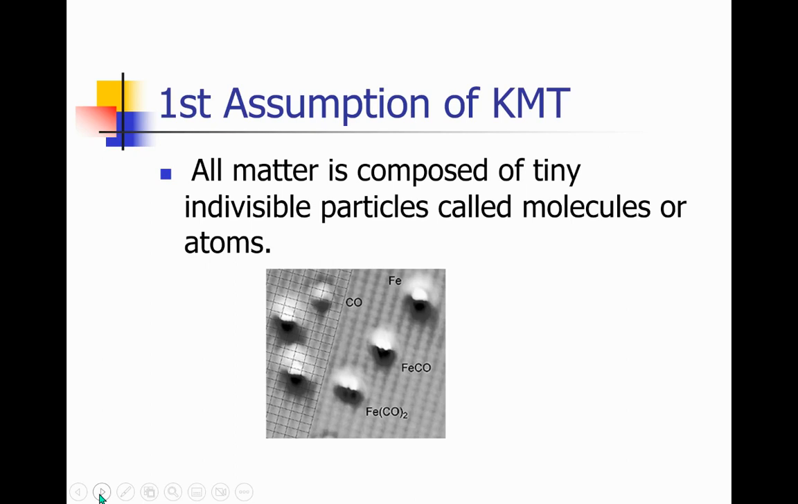We know that inside of atoms, we have protons, neutrons, and electrons. But the reason we're going to make this assumption is that once you break them down any further than molecules or atoms, they are no longer the same molecule or atom. Once I start taking electrons away from an atom, I have an ion. It's not an atom anymore. So the first assumption is that matter is composed of tiny indivisible particles.